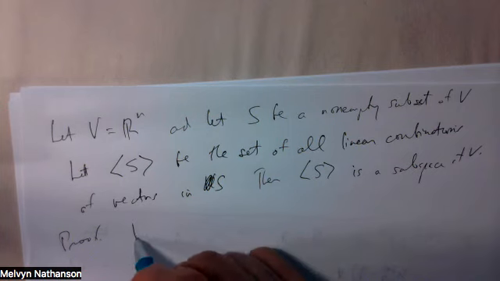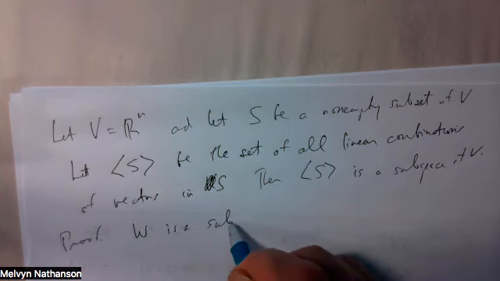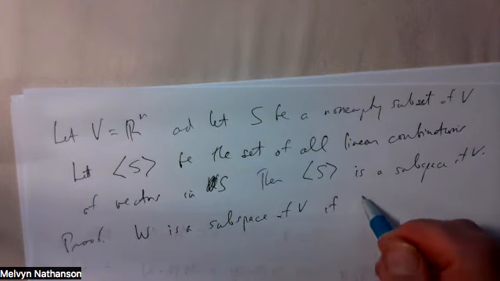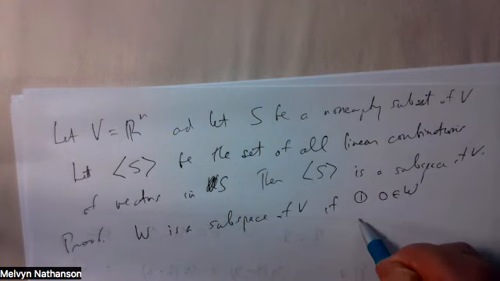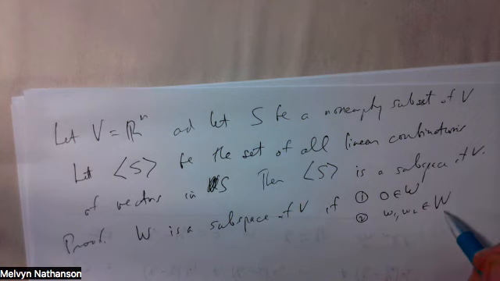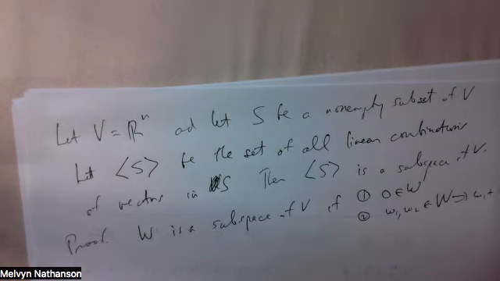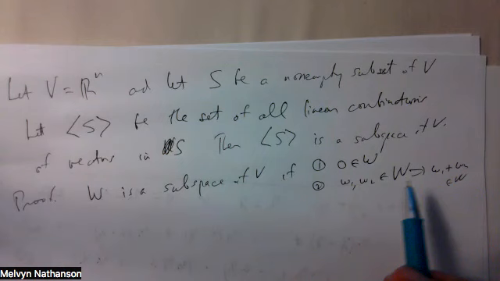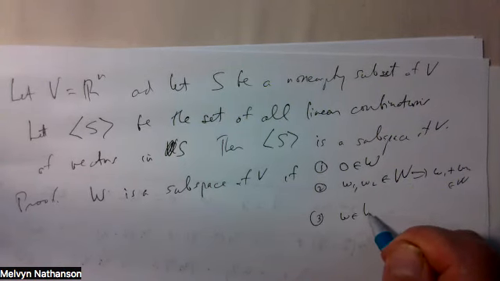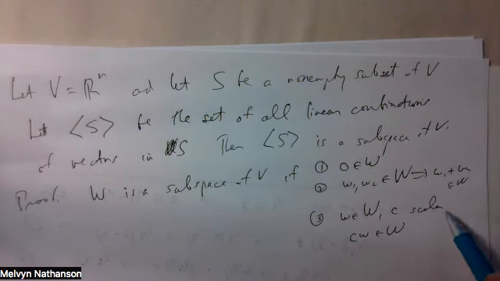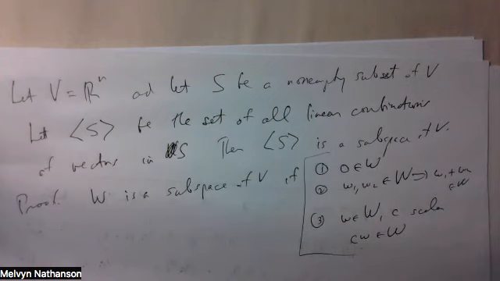So a set W is a subspace of V, this is the definition, if three properties are satisfied. First, the 0 vector is in W. Second, if w1 and w2 are vectors in W, then w1 plus w2 is in W. So the set W is closed under vector addition. And if w is in W and c is a scalar, then c times w is in W. So W is also closed under scalar multiplication. So that's the definition of a subspace.